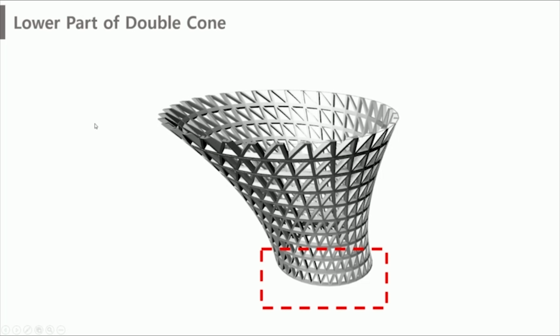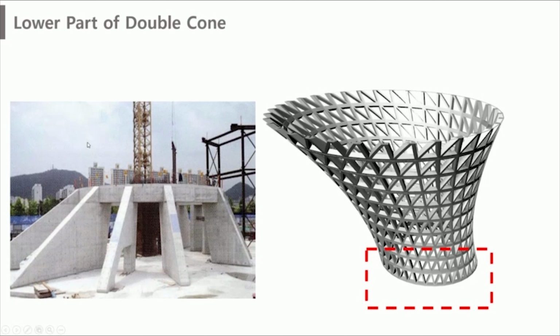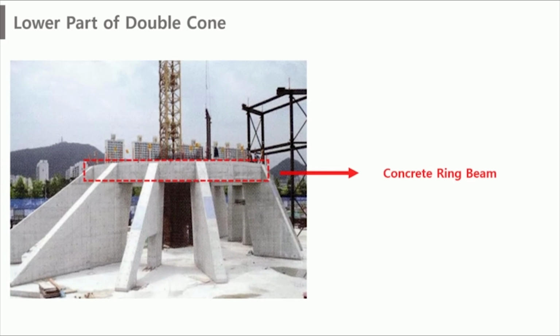Next, I will talk about the lower parts of the double cone. The lower part of the double cone is made up of concrete walls as shown in the picture. There are 14 shear walls that are connected by a single concrete ring beam. At the top of this, a bearing beam transfers the load to the concrete.